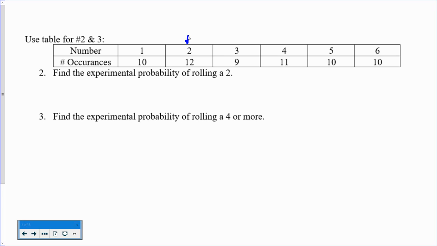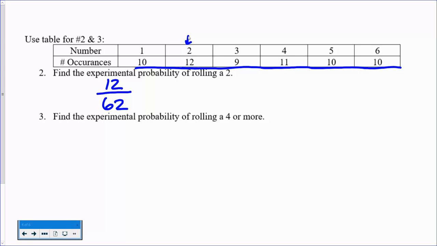So here's where they rolled a 2. How many times did they roll a 2? Well, they rolled it 12 times in this experiment that they did. And then I put it out of how many times they did this experiment. How many trials did they do? So I have to add up 10 plus 12 plus 9 plus 11 plus 10 plus 10 to get a total of 62 trials. So that's how many times they rolled this die.